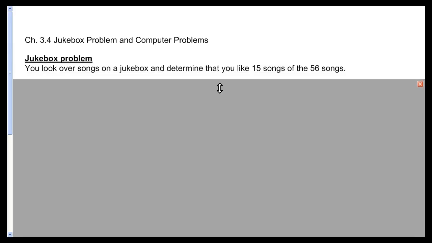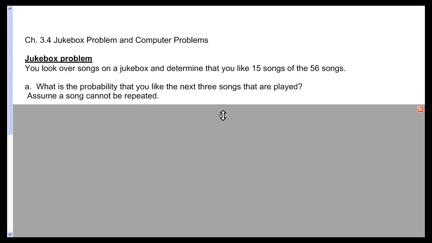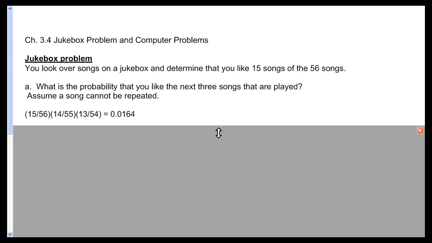The jukebox problem says that you look over songs on a jukebox and determine that you like 15 of the songs that are on the jukebox out of the 56 songs. What is the probability that you like the next 3 songs that are played, and you're going to assume that a song cannot be repeated? In other words, it's like not replacing a number or marble in a bag, and you have to drop the number of choices each time.